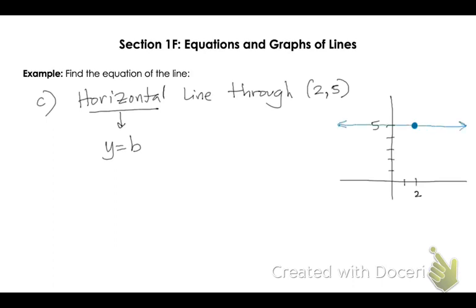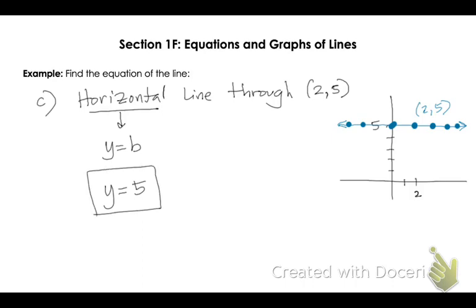Okay, so if I'm going to have a horizontal line that goes through the point 2, 5, and it's going to stay horizontal, then all the points on this line are going to have the same y-coordinate, right? That's kind of the point of a horizontal line. They're all going to have a y-coordinate of 5, including the point that's there on the y-axis. So the y-intercept of that line has to be 5. The equation of this line is just y equals 5.